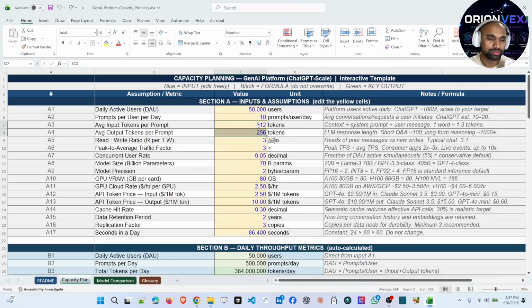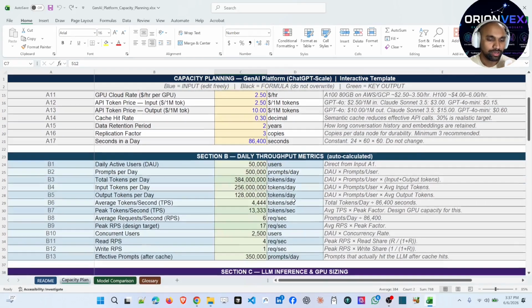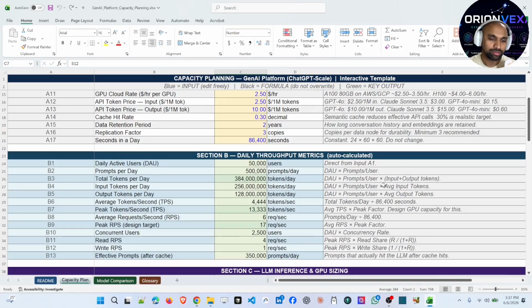It's already given here: what are the input tokens, what are the output tokens. Based on that, we can calculate the total tokens per day, input tokens per day, and output tokens per day. Then we consider tokens per second from the day. It is a 24-hour calculation. To calculate tokens per second, we need to divide by 86,400.